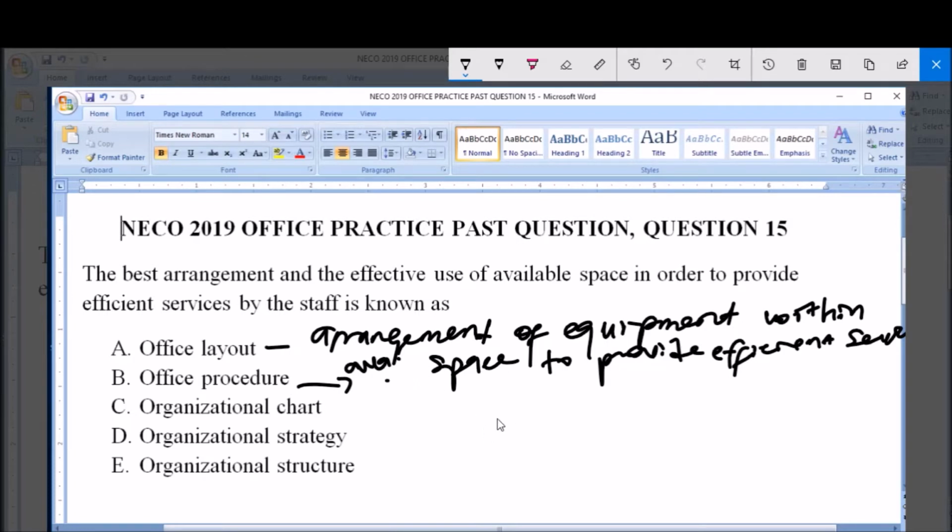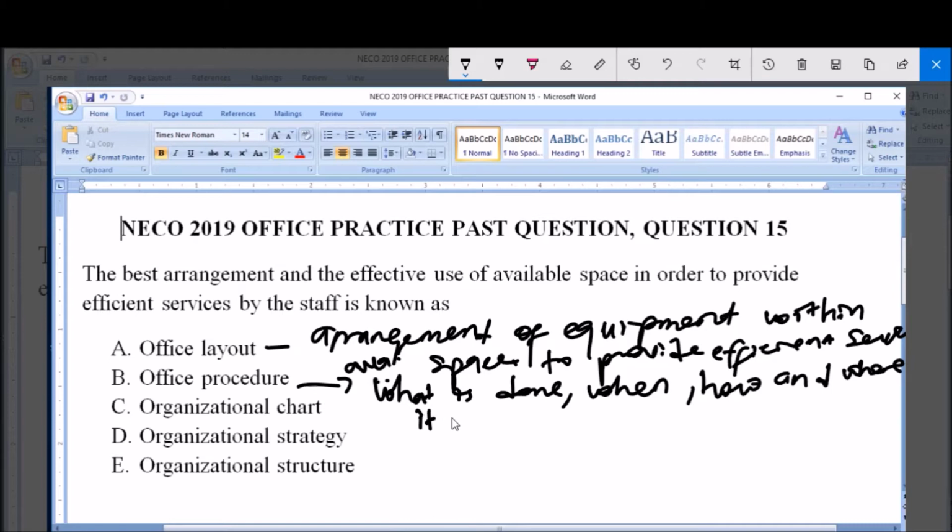Now B here says office procedure. Now office procedure simply refers to the sequence in which certain operations are carried out in an organization. It simply refers to what is done, when, how, and where it is done in the organization. So like I told you, it is a sequence in which certain operations are carried out in this organization.